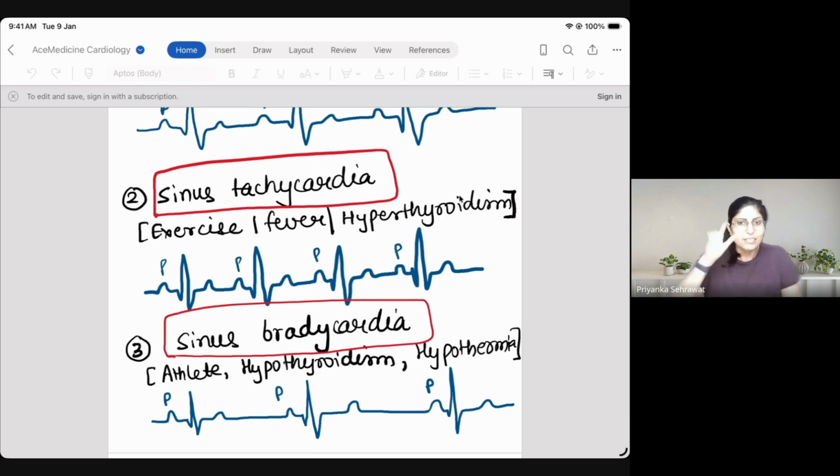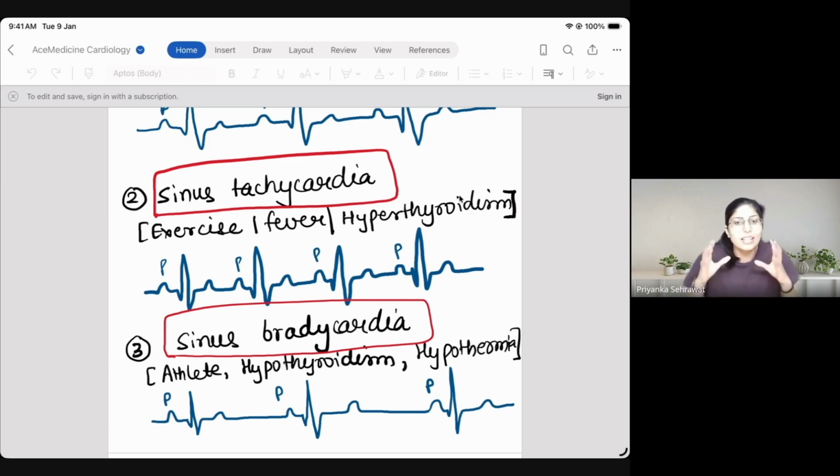Right. So exercise, fever, hyperthyroidism can lead to sinus tachycardia where all the waveforms are normal, the intervals are normal. All P waves are followed by QRS, but they are just faster, right? Sinus bradycardia, everything slows down again. Sinus bradycardia is like everything is happening, but very, very slow. So like in athletes, hypothyroidism, hypothermia.